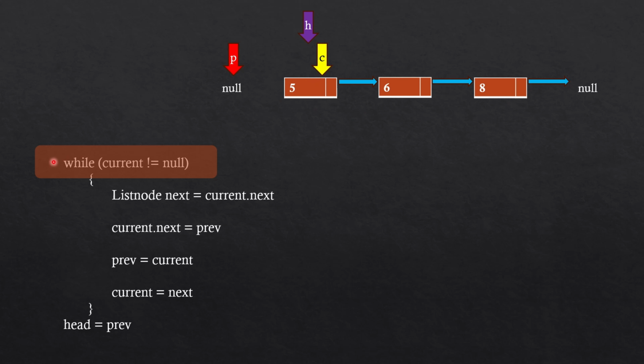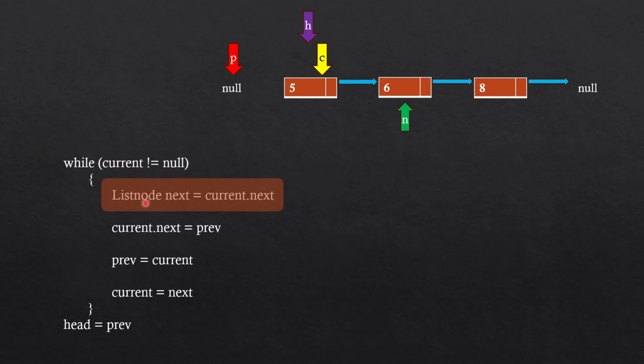So here we have written a condition, that is while current is not equal to null. So it will execute this set of instructions if our current does not become null. For example, if our current pointer does not reach null, this block of code will execute. So now let's see how we will do this.